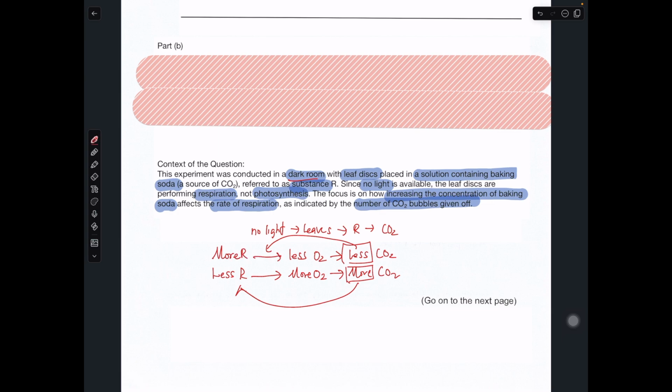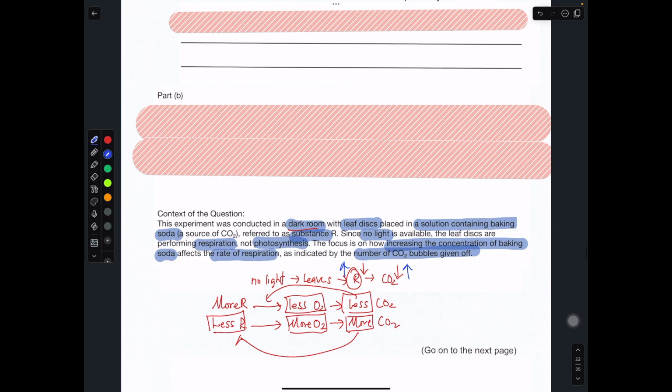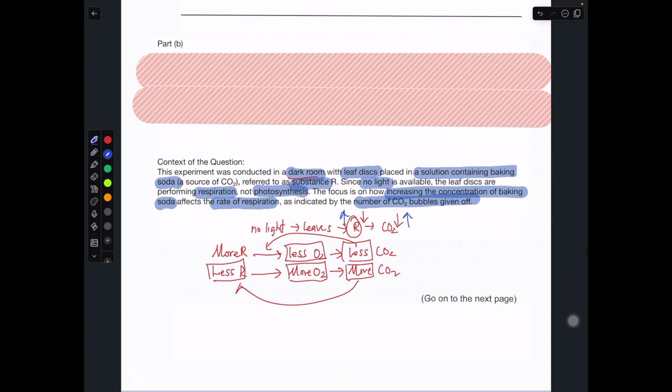So essentially, if you put more R in, you actually get less dissolved oxygen. With less dissolved oxygen, the rate of respiration will be lower and there will be less carbon dioxide produced. Likewise, if you have less R, the oxygen inside the water will be more, and with more oxygen, they will have a higher rate of respiration and produce more carbon dioxide. So this is how you answer this part. This part is quite tough, because you have to understand the substance R. This R and this R, realize they are very similar. This R means substance R.